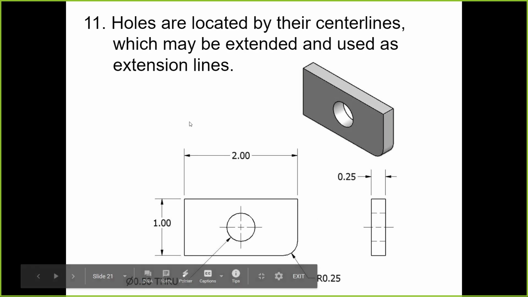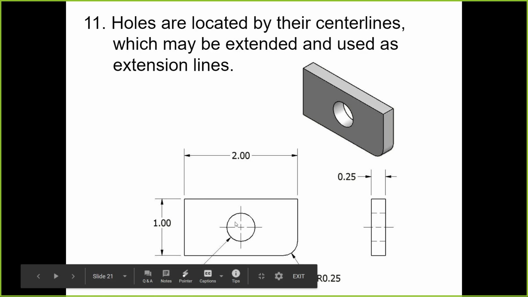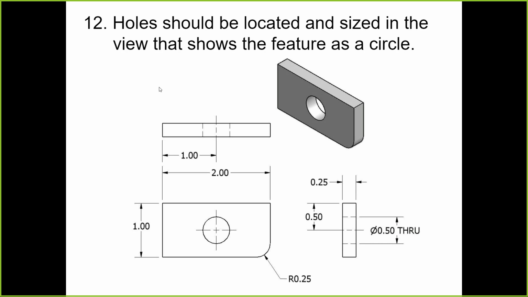Rule number 11. Holes are located by their center lines, which may be extended and used as extension lines. So here's a line right here. It's a center line. It tells you exactly where the center of that circle is. And you need to dimension it, so you can totally go ahead and make those longer and then write what those values are so somebody can locate exactly where that center is. So this center is 1 inch from the left side and it's a ½ inch down from the top. Holes should be located and sized in the views that show the features as a circle.